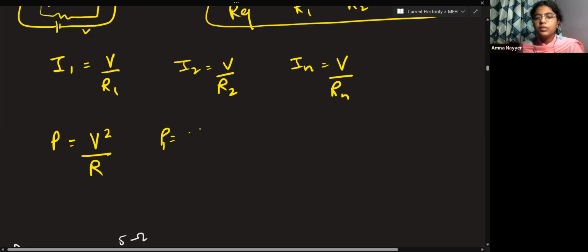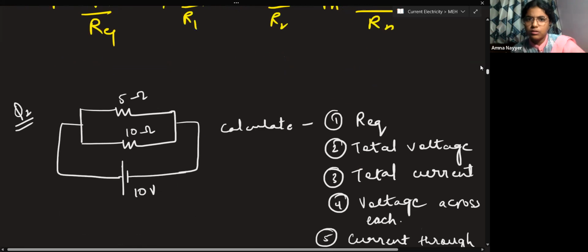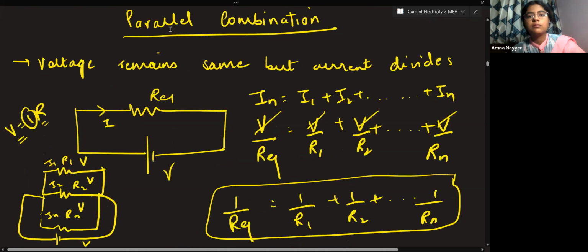P1 is equal to V square divided by R1. P2 is equal to V square divided by R2. Or you can directly write Pn is equal to V square divided by Rn. Or for the whole circuit, if you are asked to write, then you can write R equivalent. Rest of the thing remains the same as we have studied for the series. See, a similar question is there, but before solving this question, just note down these points. Then try to get the answer for the second question.